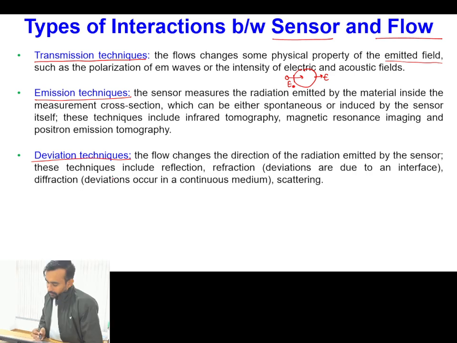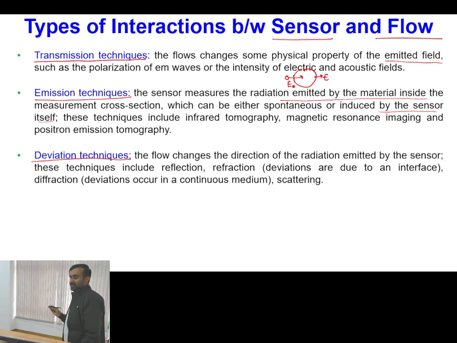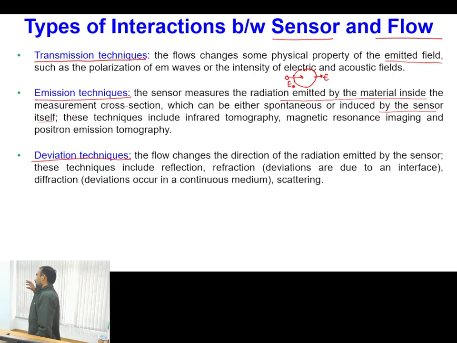In emission technique, what happens? We have some sensor which measures the radiation emitted by material inside the measurement cross section, which can be either spontaneous or induced by the sensor itself. For example, if you talk about a high speed camera, what does the camera do? Camera sends a light ray, that light ray falls at a particular location, and from there it gets reflected. So this type of technique we are calling emission techniques.